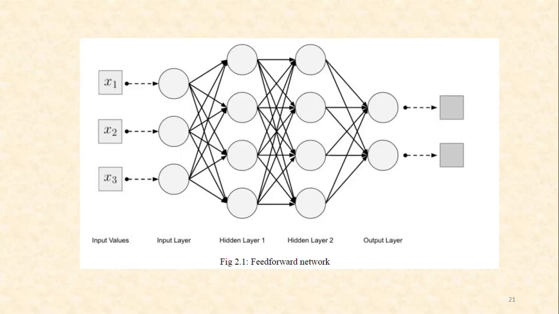This figure shows a sample architecture of the artificial neural network. In this architecture, you can see that the circles represent the neurons or the units, and the lines which connect these neurons or units are called the connections. Here you can see that the first layer is called the input layer. Next to the input layer is hidden layer 1, the third layer is called hidden layer 2, and the last layer in this architecture is called the output layer.